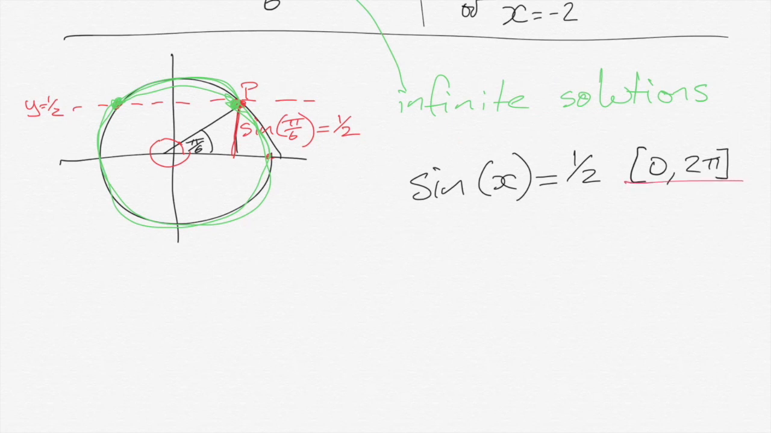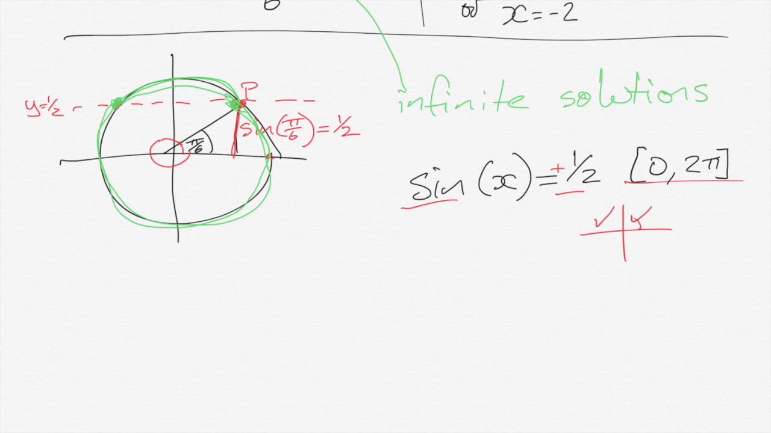Sorry, over the domain x equals 0 to 2 pi. How I start by answering this question is by working out what quadrants my solutions are going to be in. First of all, we're looking for sine, and we're looking for a positive value. So I always start with a diagram that looks like this, and I'm going to get a solution in that quadrant and a solution in that quadrant.